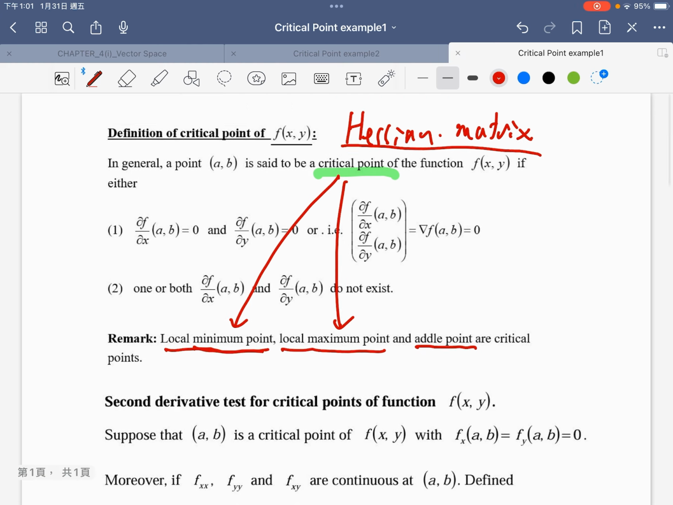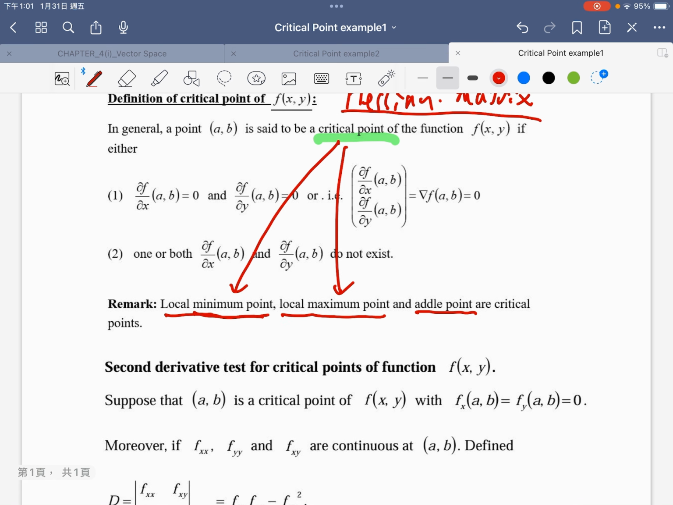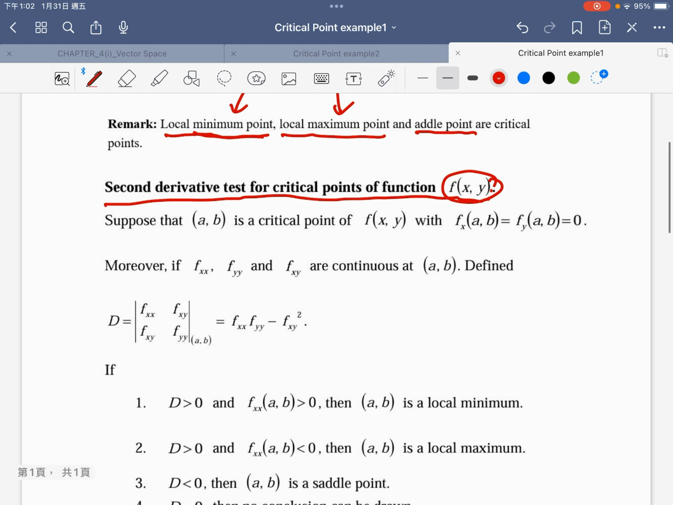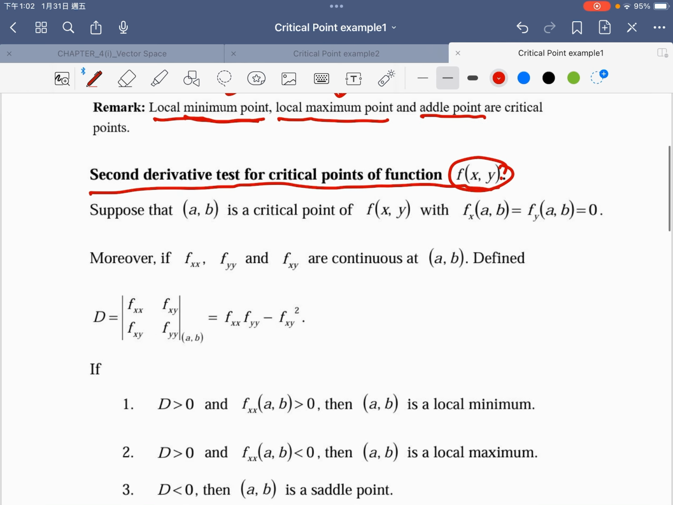To test whether a point belongs to a maximum, minimum, or saddle, we have to use the second derivative test for a critical point of a function f(x, y). Please remember, it is only for a function f(x, y). In other cases, we have to use the Lagrange multiplier method. Here we introduce the Hessian matrix. It consists of the second partial derivatives of f.